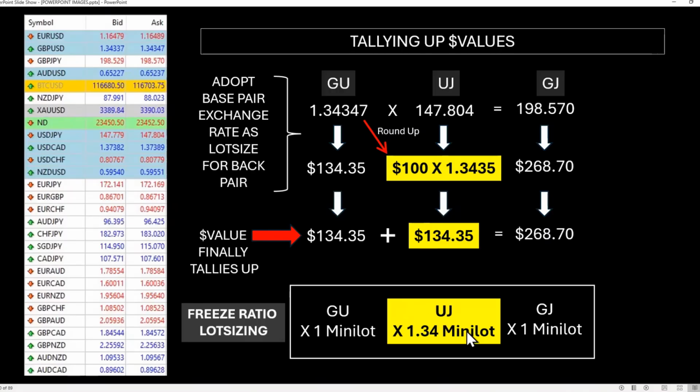Now that you know how to calculate what that is, and you don't have to calculate, just take the parent pair as the base currency, and that will give you the freeze ratios immediately. No calculations involved. Straight, direct, immediate, optically, visually identifiable instantly. I've given you the shortcut for how to do that.